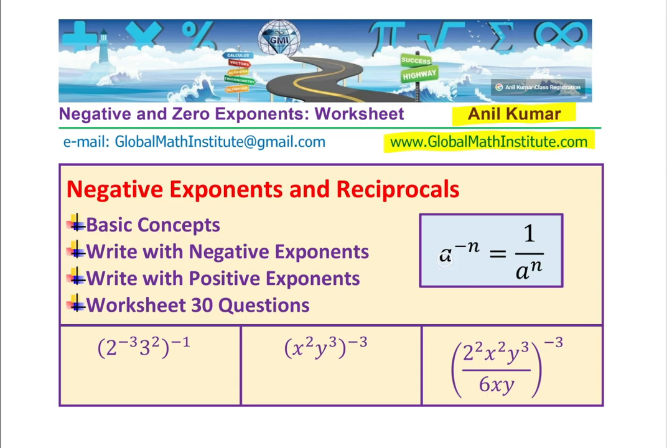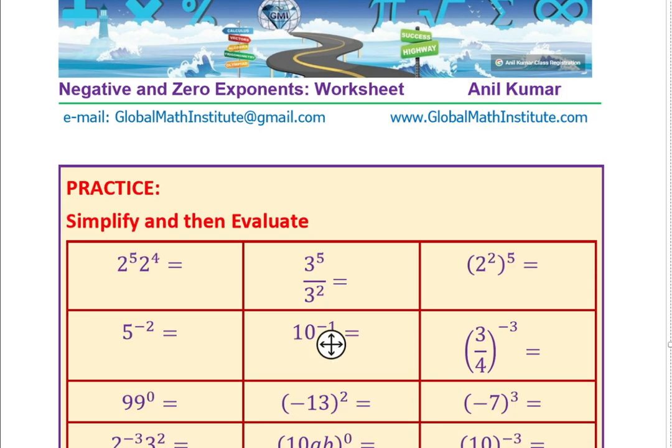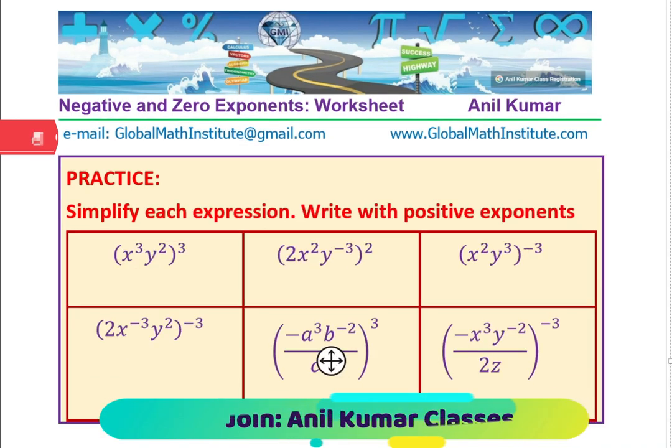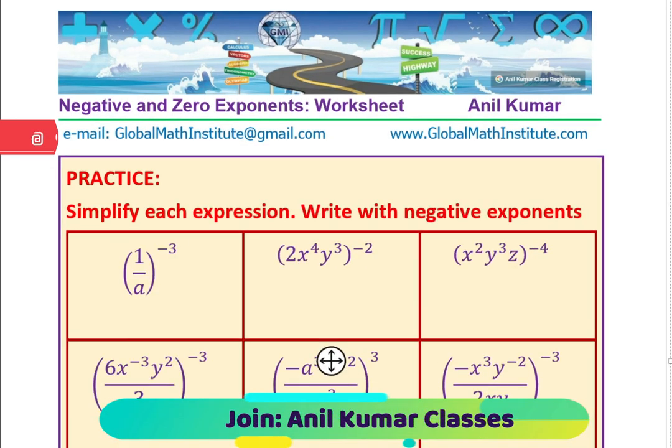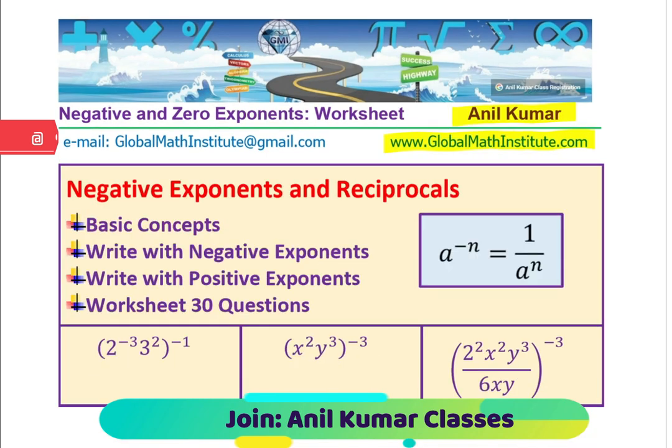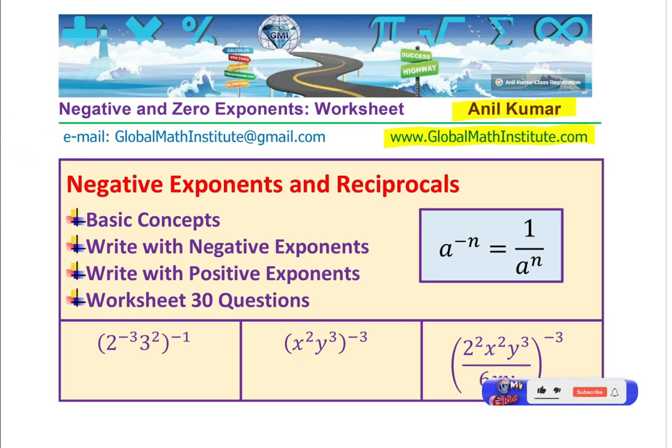Basically, a to the power of minus n is equal to 1 over a to the power of n. Once you understand, you can do the questions listed here. Not only this, the worksheets which we are sharing with you are loaded with questions to practice, as you can see, right? So let's begin with what these negative exponents are and how we work with them.